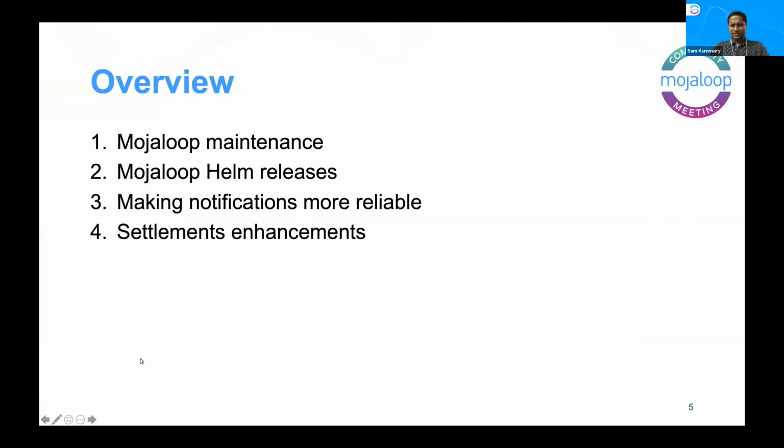Today, because this is going to be a compact session, like most of our sessions today, we'll just directly jump into our agenda, skipping the usual checklist where we look at our use cases, resources, and things like that. So we'll first look at some of the maintenance items. We have the Mojaloop Helm releases that we'll look at, and as part of maintenance, we'll also look at some minor feature changes along with bug fixes. We look at the designs that aim to make notifications more reliable. And then we look at some of the enhancements made in settlements functionality.